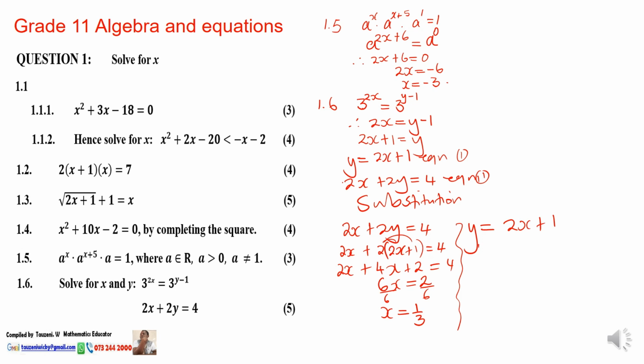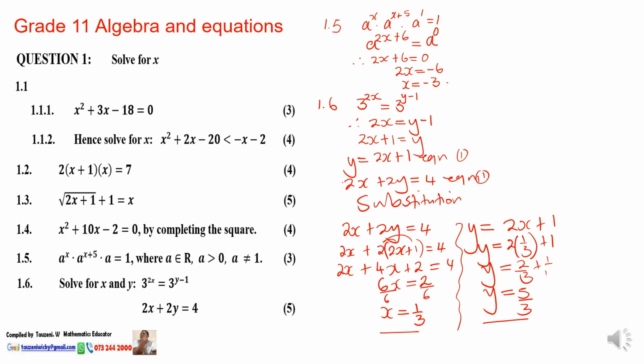y is equal to 2x plus 1, and then x is equal to 1/3. So this is 2 multiplied by 1/3 plus 1. Then we can simplify this using a calculator to get the answer straight away, or you can still work it out without a calculator, still you get the same answer. So this is 5 over 3. This is the value of y, this is the value of x. My equation is answered, and that answers the whole question from 1.1 to 1.6 for 25 marks.